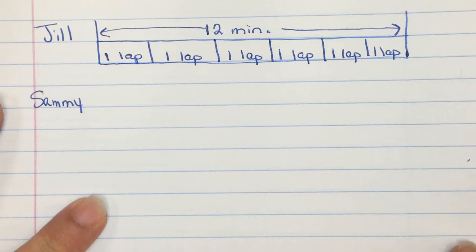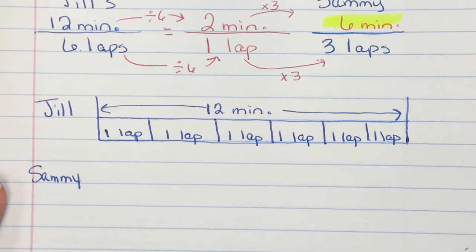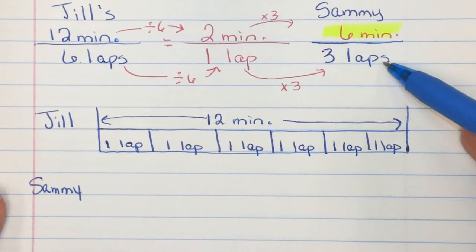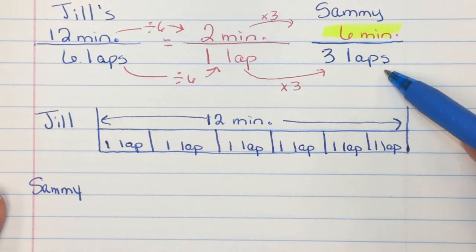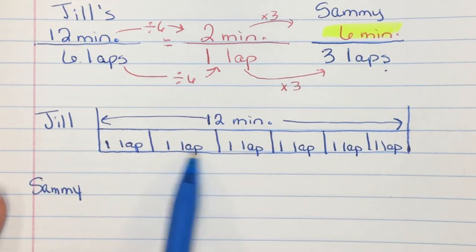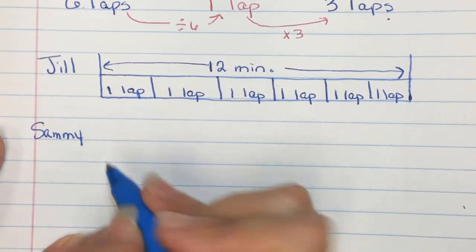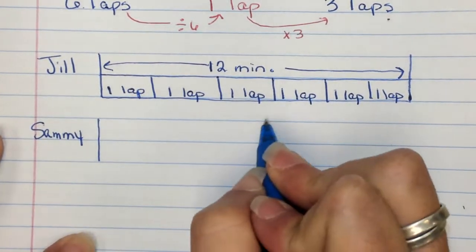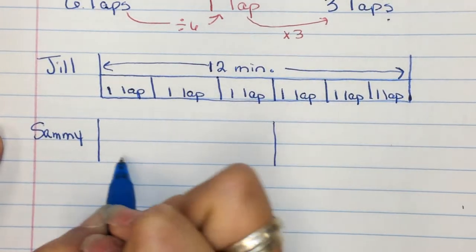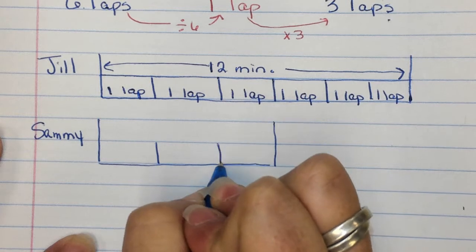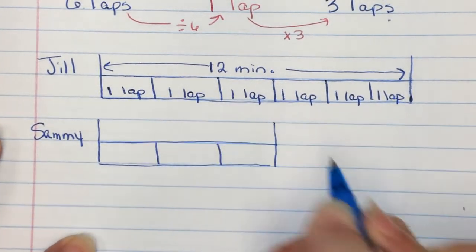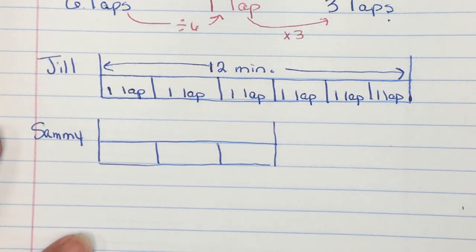Okay? Now, up here in your little proportional model, Sammy had 3 laps. Does everybody see that? So for Sammy we only need to draw 3 laps. You only want 3 boxes. The goal is to try to make the boxes the same as the boxes that Jill had. You're trying to show that they are equivalent rates. Okay, I'll give you a second. Go ahead.